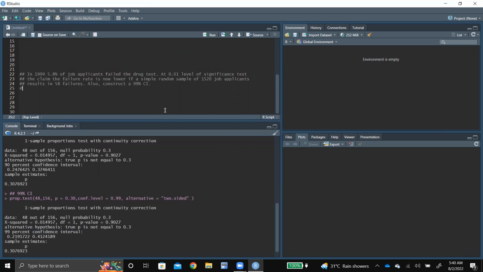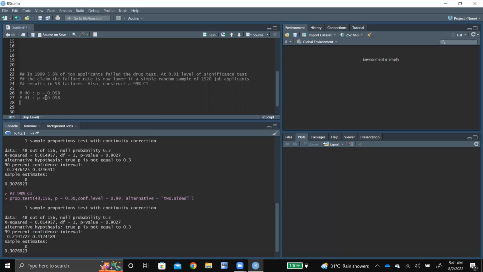So from the beginning, what is our null hypothesis? Our H naught for this example is p is equal to 5.8%, which we should write in decimal form, so this should be 0.058. What is the alternative hypothesis? Since we are looking for whether the failure rate is now lower, p should be less than 0.058.